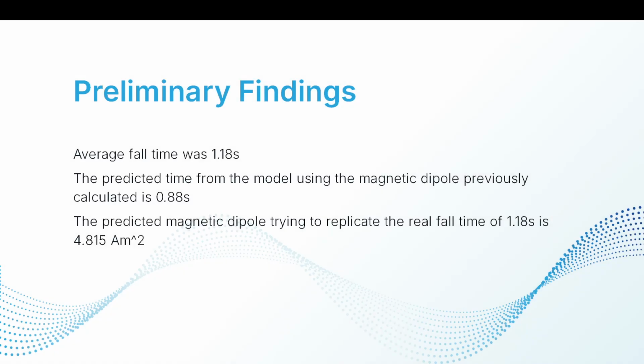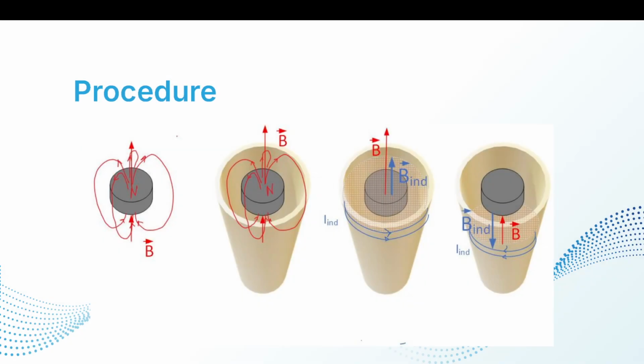Now the preliminary finding is that the average fall time was 1.18 seconds, using cameras, and the predicted time from the GlowScript is 0.88 seconds. To get that predicted time up to 1.18, we had to raise the magnetic dipole moment to 4.815 amperes times meters squared. So this is our procedure, what we did.